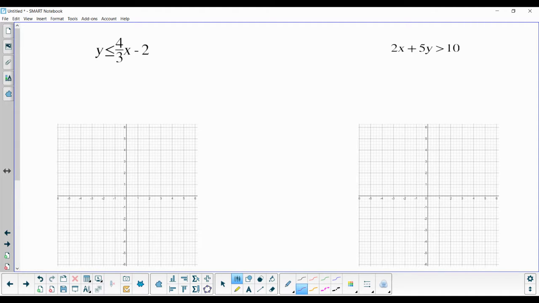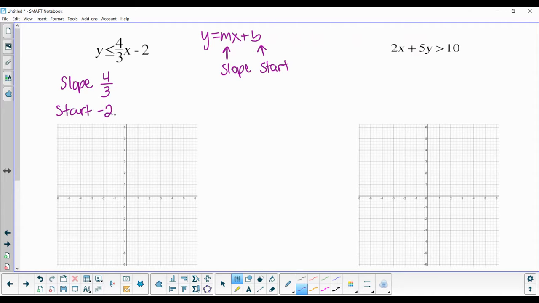You guys remember slope-intercept form is y = mx + b, and my m is my slope, and my b is my start. So when I look at this first problem, I already have a slope and a start, but over here I don't, so I need to make sure that I do that. For this one, I know that my slope is 4/3, and my start, or my y-intercept, is -2. So remember that that means I'm going up 4 and I'm going right 3.